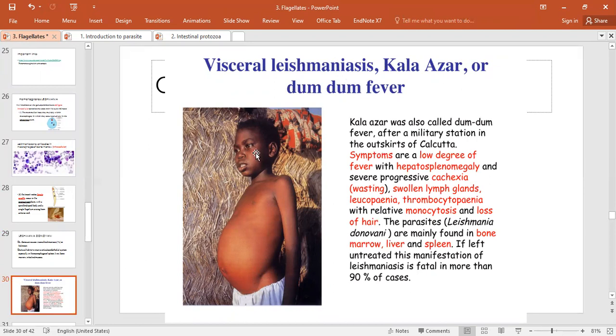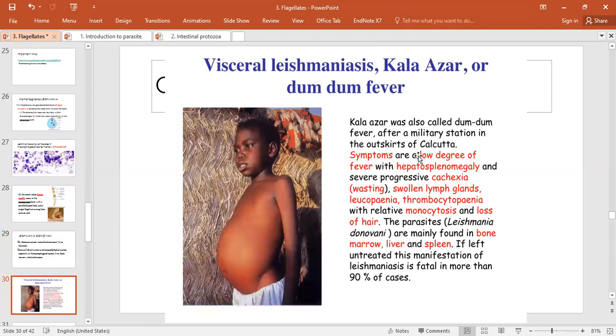This image is only to view. It is not to memorize. The symptoms are not to memorize. It's just explaining what dum-dum fever is, what Kala-Azar is, or what visceral leishmaniasis is. Kala-Azar is the same as dum-dum fever.